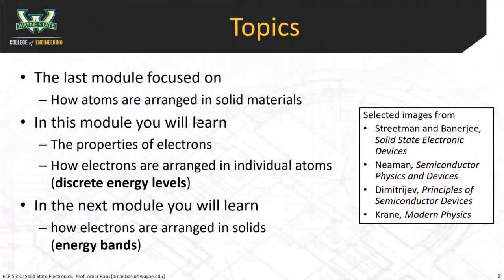Okay, so Module 1 focused on how atoms are arranged in solid materials. We talked about the crystal structures, and about 3D, 2D, and 1D lattices. This module is going to talk about the properties of electrons and how electrons are arranged in individual atoms. The reason we're doing this is that it's a logical approach following the dogma that we talked about last week. And that dogma is that the atomic structure of a material determines the properties.